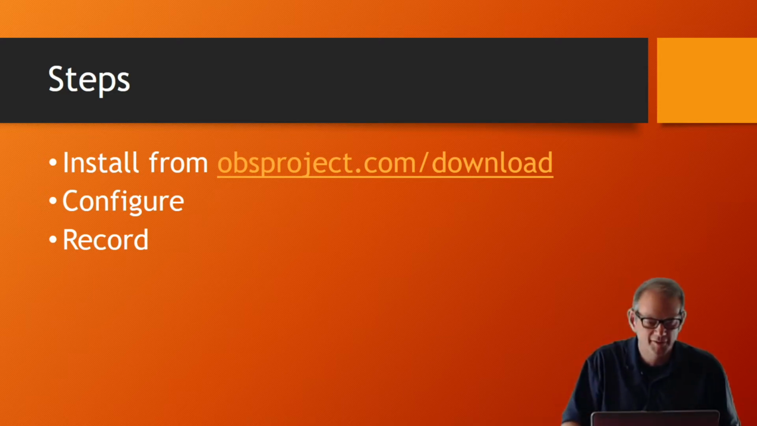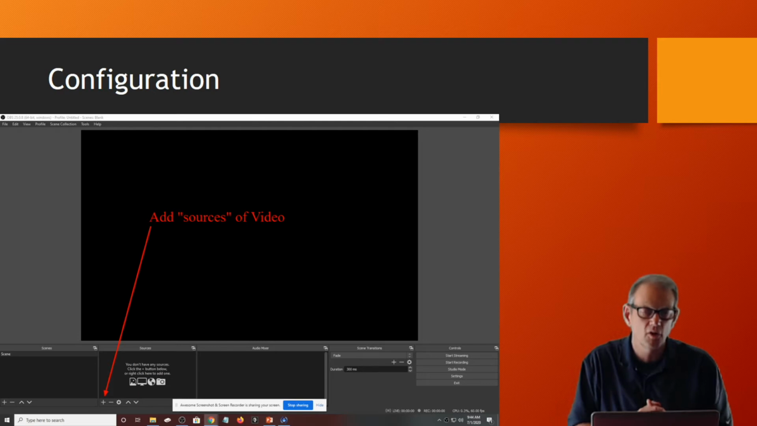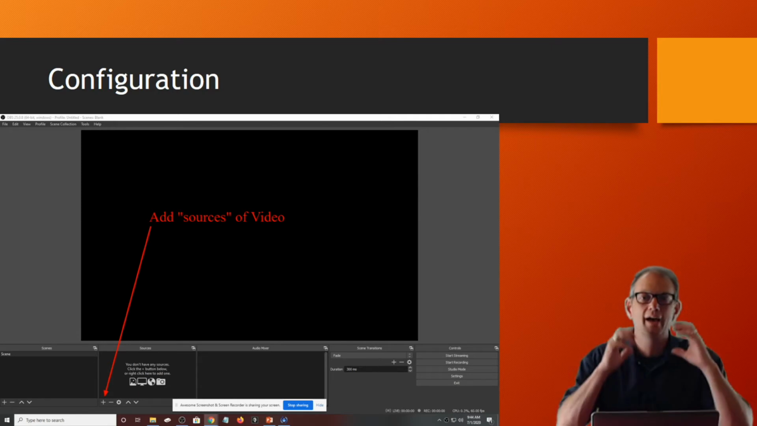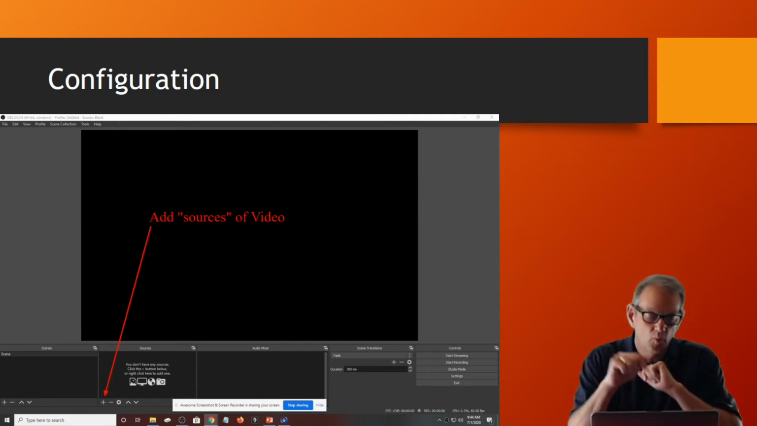Okay, so I'm going to move on to the configuration. I've installed OBS Studio. It's a simple download. You click on it, you say you want to install, yes. The first time you open it up, it looks like this. It's totally blank. There's nothing on it to see at all. You have to add what you want to see.